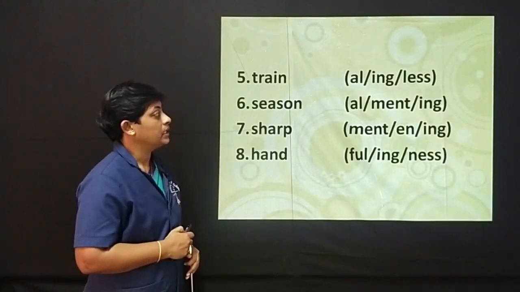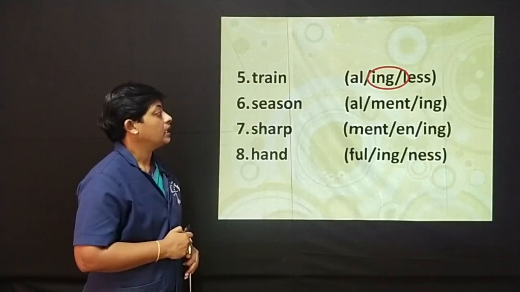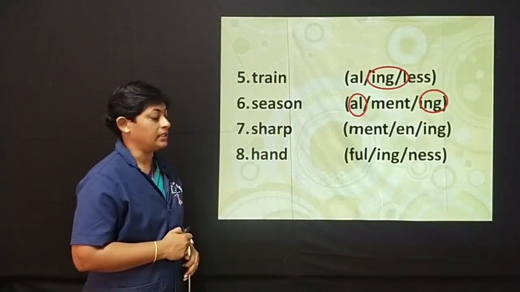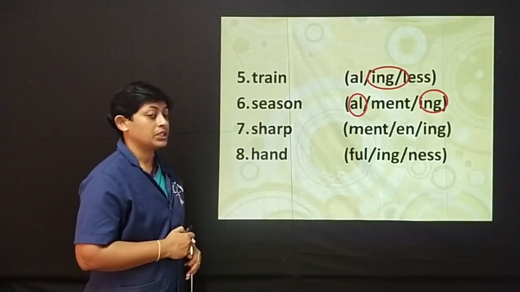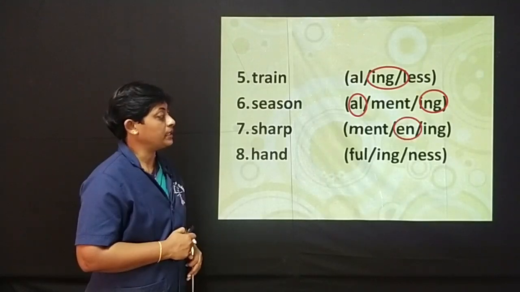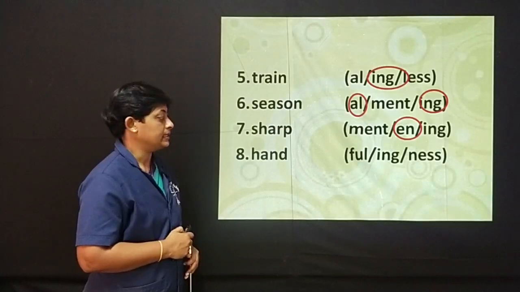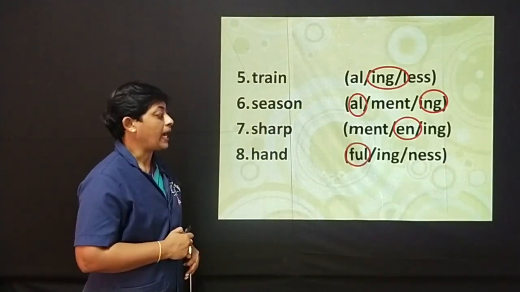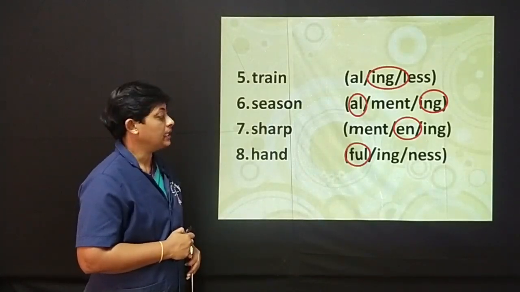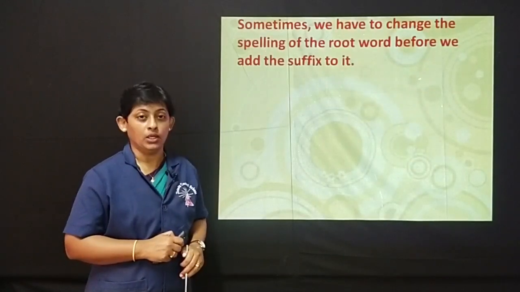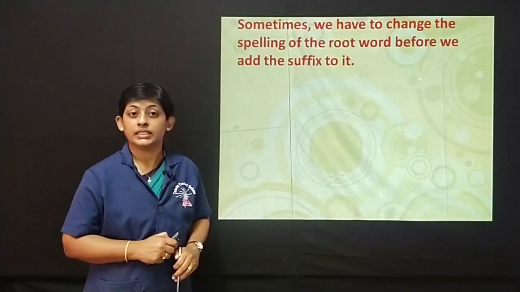5. Train. It will be training. 6. The suffix will be seasonal and seasoning. 7. Sharp. Your suffix will be sharpen. 8. Hand. The suffix will be handful and handing. Now, let us look at another rule while we add suffixes.